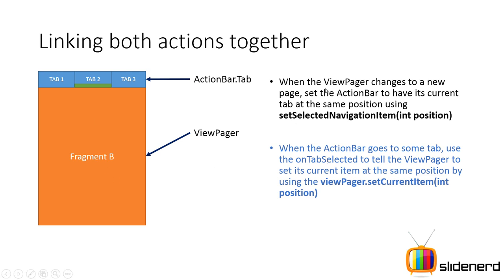So here, as we notice, when the view pager changes to a new page, what we can have is the onPageSelected method of that onPageChangeListener. And there we can change the action bar to point to that same position where the view pager is going. And when the action bar goes to some tab, you can use the onTabSelected method. So like you go from tab 1 to tab 2, we can fire the onTabSelected for tab 2, and based on that position of tab 2, change the view pager to fragment B by saying viewPager.setCurrentItem.